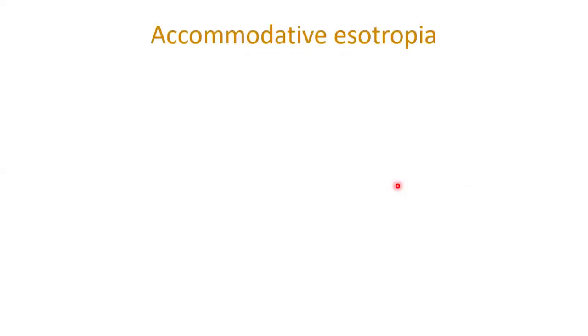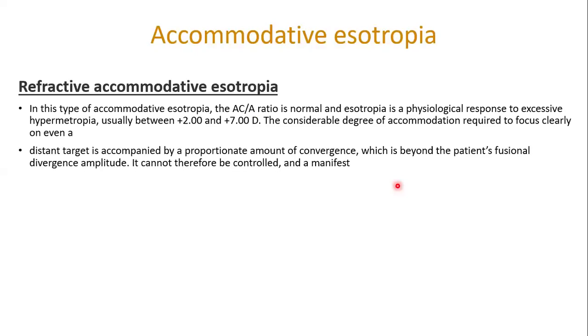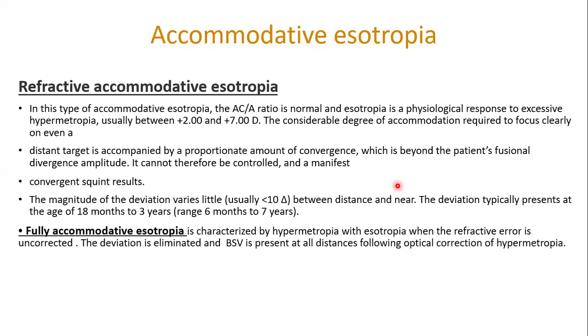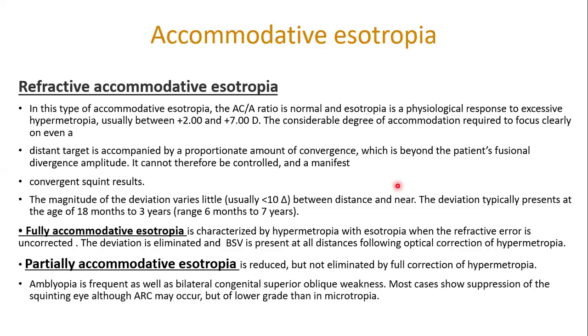I will move to accommodative esotropia. So we have refractive accommodative esotropia. Usually it happens at the age of 2 to 3 years. Usually those patients present with hypermetropia between +2 and +7. We have 2 subtypes. Fully accommodative esotropia: when you give the full hyperopic correction, they have 10 prism diopters of esotropia or less. Partially accommodative esotropia: if they have more than 10 prism diopters of esotropia.